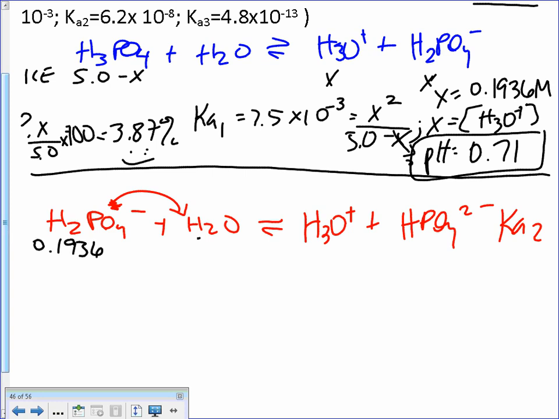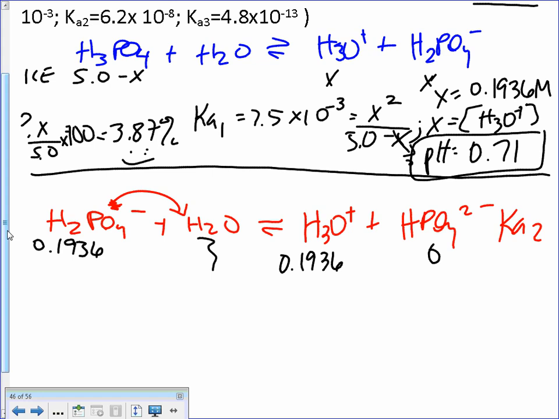0.1936. Do I have water? Nobody cares. Do I have hydronium? Yeah, it's X as well. So once these have dissociated, they're still in solution. Now this one's just undergoing further dissociation. So yeah, I already have this present as well. 0.1936. Do I have this present? No. So that's 0 at I for ICE.